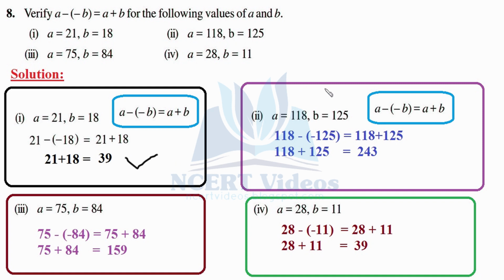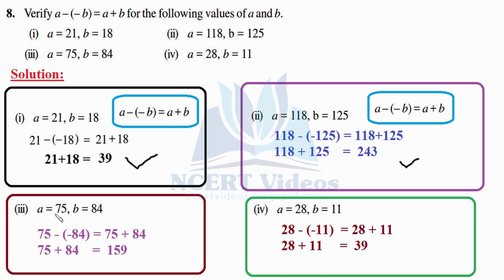Now doing the same thing, here a and b change only. Now putting a as 118, minus, and bracket start minus as it is, and then b is 125, and on the right hand side just write 118 plus 125. Now solve it. Minus is plus. When you add it, it is 243. Left hand side equal to right hand side, therefore it is verified. You can add it. You have learned it in your previous class.